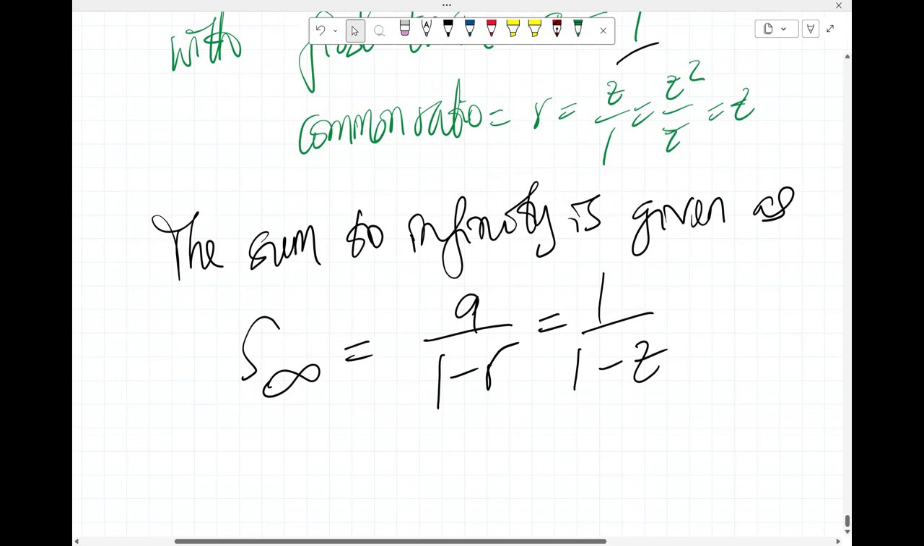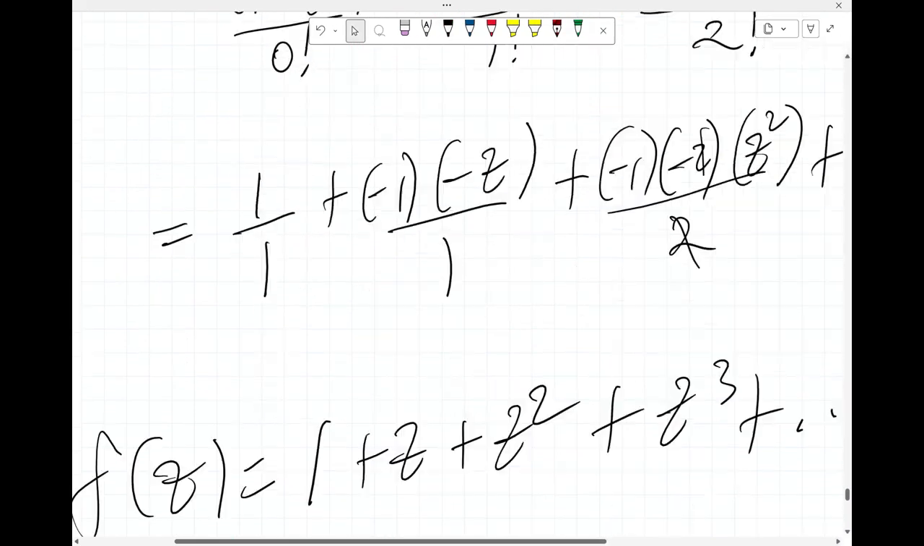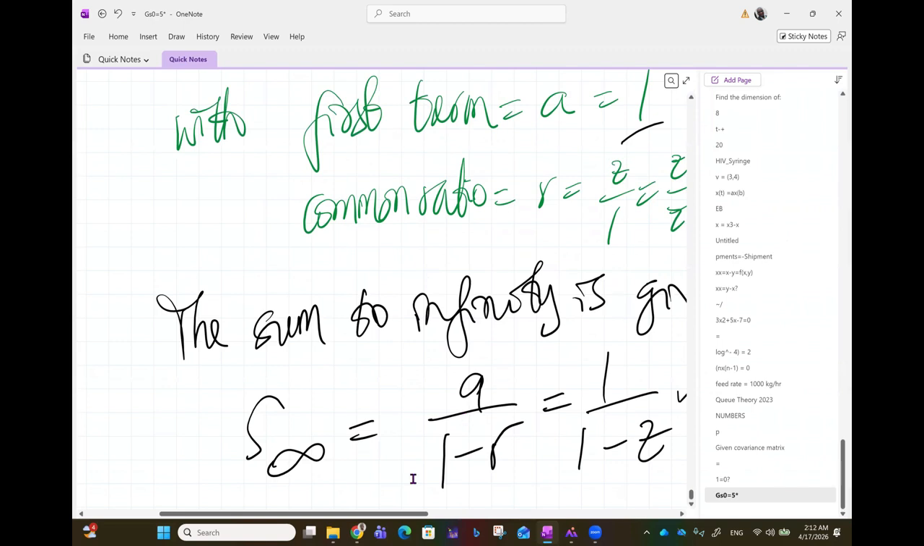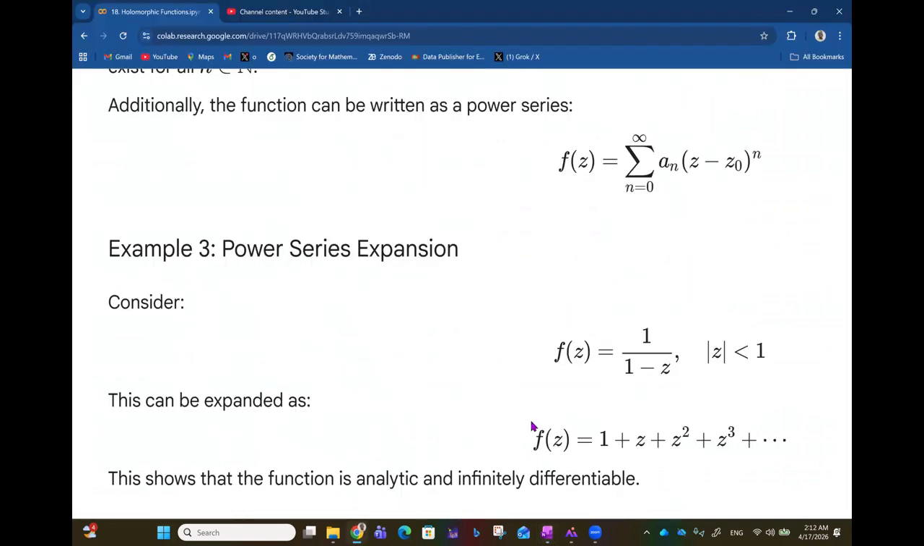So the geometric progression can be turned to this expression, and this expression can be turned back to that, like I did by expanding there. So we see that that is actually true. But in the context of complex numbers now, the fact that you can translate f of z equals 1 over 1 minus z into f of z equals 1 plus z plus z squared plus z cubed tells us that the function is analytic and infinitely differentiable.